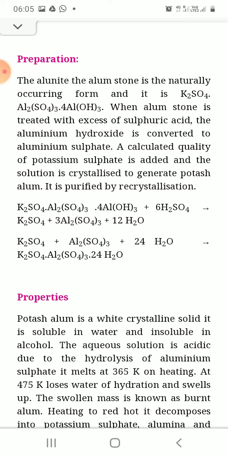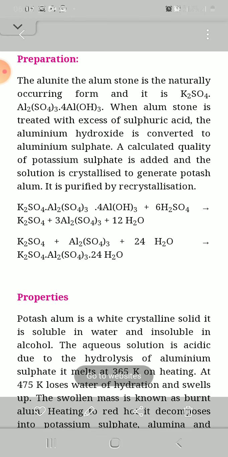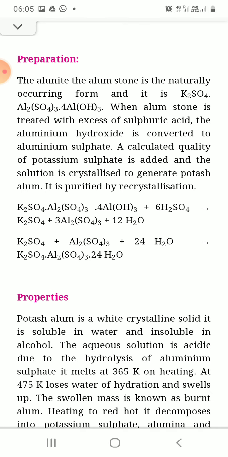Again we can treat it with water. K2SO4 plus Al2(SO4)3 plus 24H2O gives the formula. We can get alum, potash alum, K2SO4 Al2(SO4)3 24H2O. So this is the preparation of alums, from which we can get alum stone.